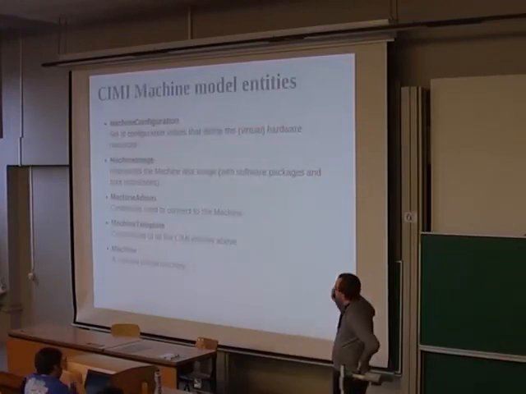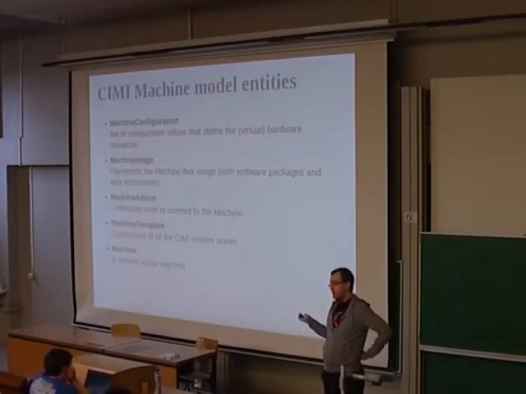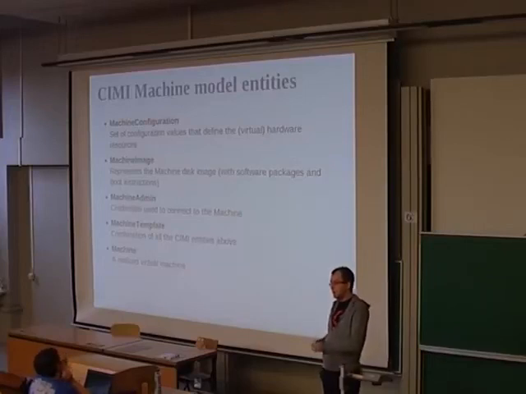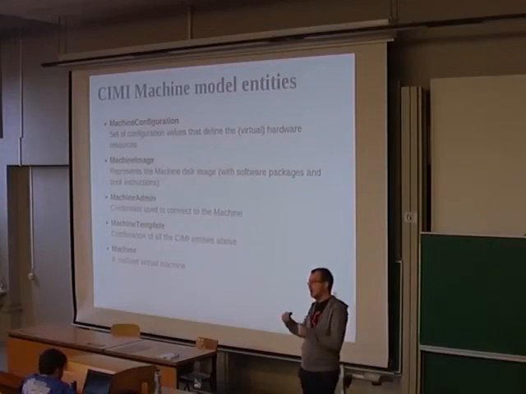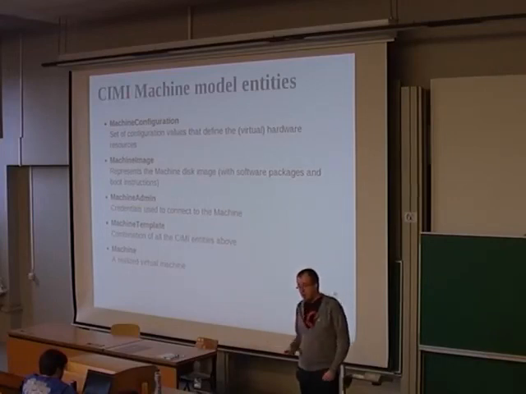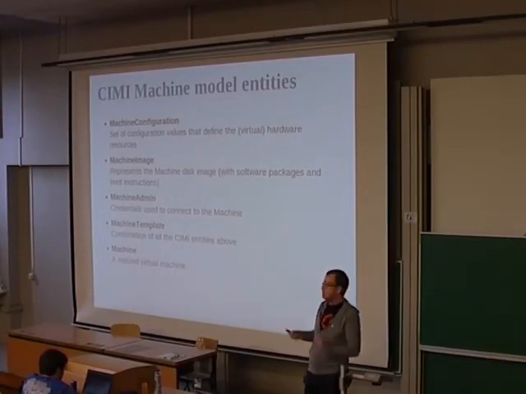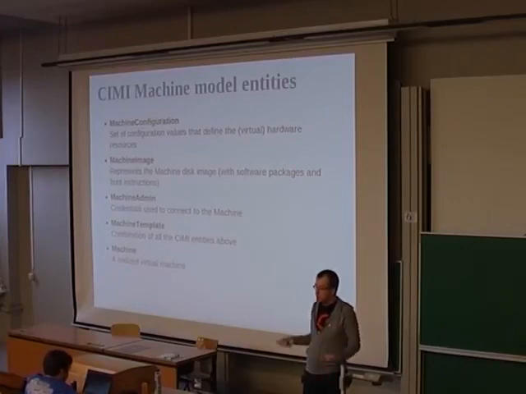So the machine entity consists of these 5 models. Machine configuration is kind of mapped to the Deltacloud hardware profile. So it describes the sizing of the machine, like how many CPUs, how much memory, stuff like that. They have the machine image, which maps to the Deltacloud image, which is basically a root partition with software description, packages, how to boot the image and stuff.